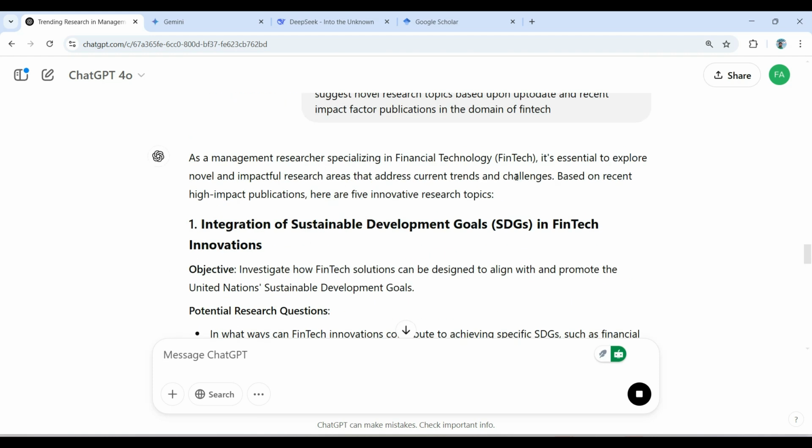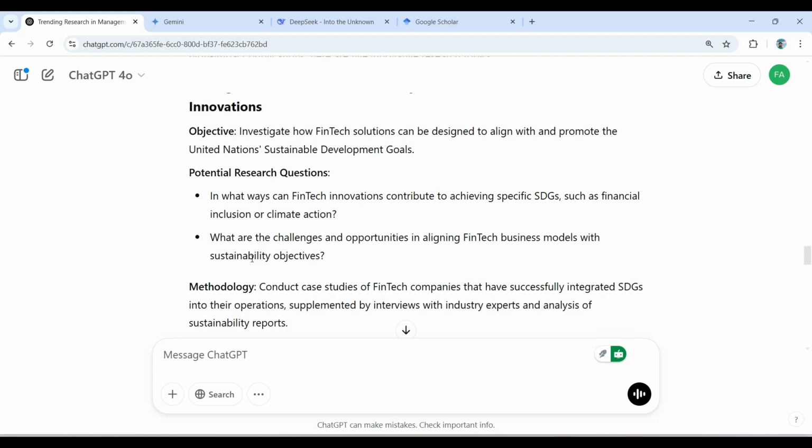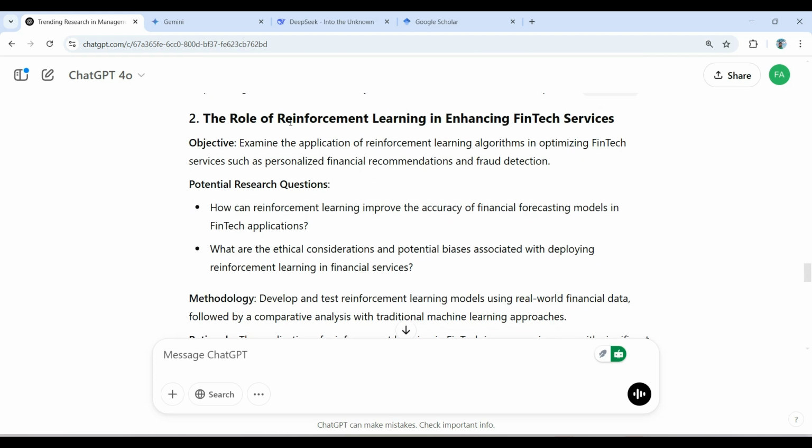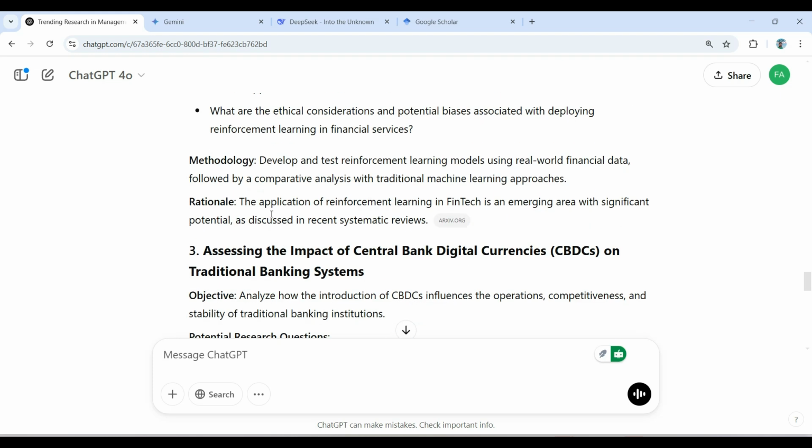So as a management researcher: integration of sustainable development goals in fintech innovation. Investigate how fintech solutions can be designed to align with and promote United Nations sustainable development goals. So what is the methodology? Conduct case studies of fintech companies that have successfully integrated SDGs in their operations. The rationale is aligning fintech with SDGs. Again, another topic: the role of reinforcement learning in enhancing fintech services. The methodology is reinforcement learning models. If you know machine learning, you can proceed with this type of research.